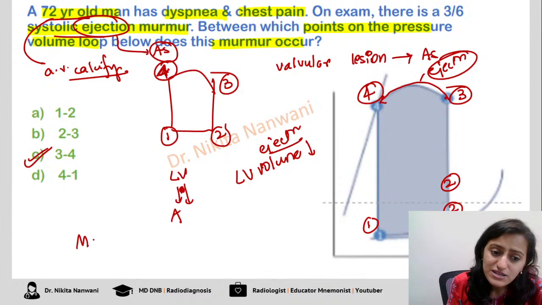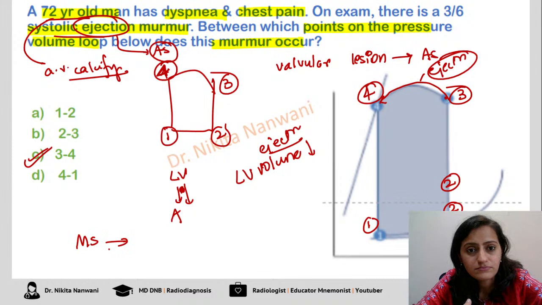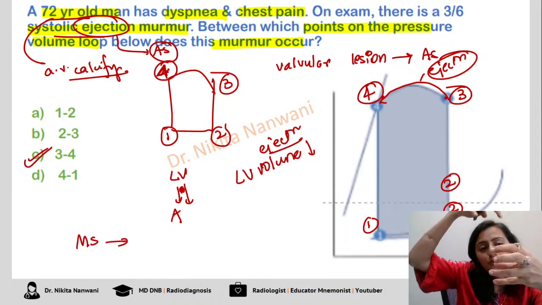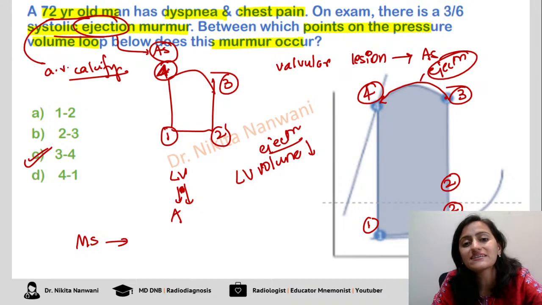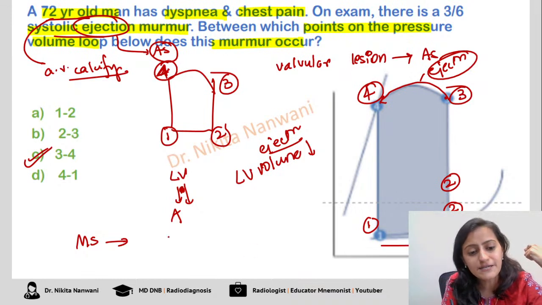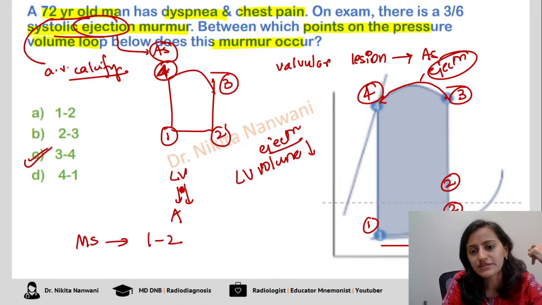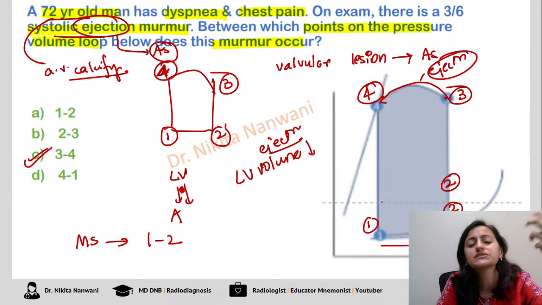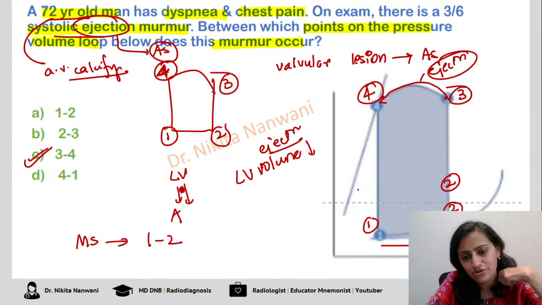Where will you see mitral stenosis ka murmur? Mitral stenosis, the door becoming narrow from the left atrium to the left ventricle. When does the blood flow? During the diastole, the filling phase. Filling phase, matlab the volume increasing, that is points 1 to 2, right? So 3 to 4 is your aortic stenosis, 1 to 2 is your mitral stenosis.